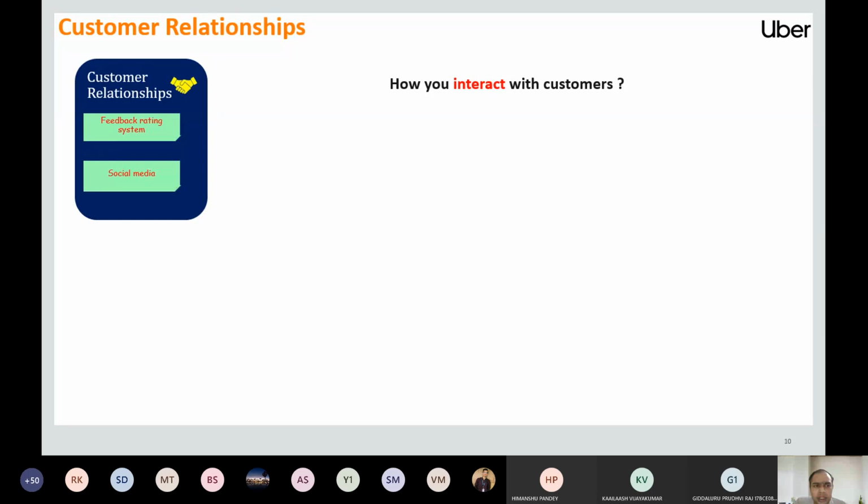So customer rating systems are basically done to establish a good relationship with the customer. In management terms, we call this CRM. CRM means customer relationship management. To do this, social media is also going to help you. So through social media, or by enabling a feedback rating system, Uber is maintaining a very good relationship with its customers.